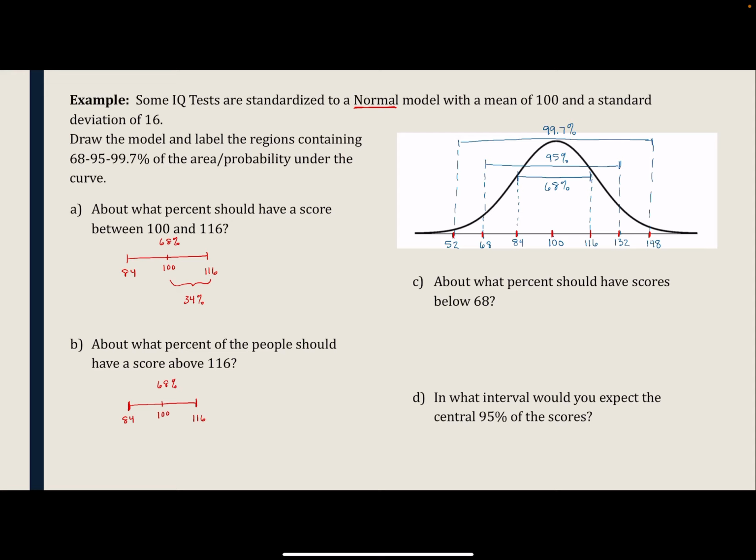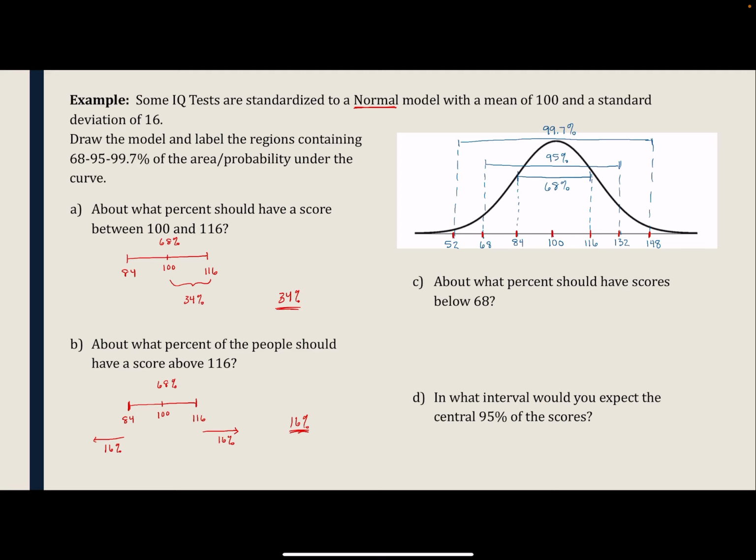And I know that this distribution is symmetric. So if I have 32% left over, if I divide that by 2, I know that 16% of the data then should be above this 116 mark, and 16% of the data should be below the 84 mark. And if you add 16 plus 68 plus 16, you'll get 100% of the data. So the question of what percent of the people should have a score above 116, the answer there is 16%. The answer here was 34.